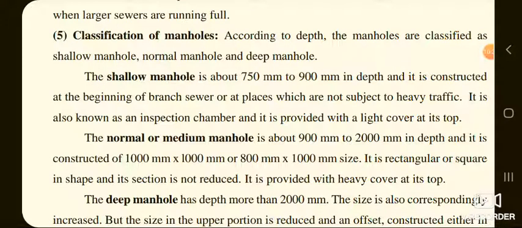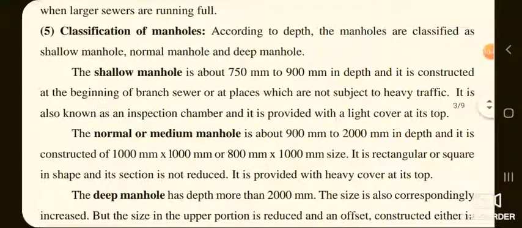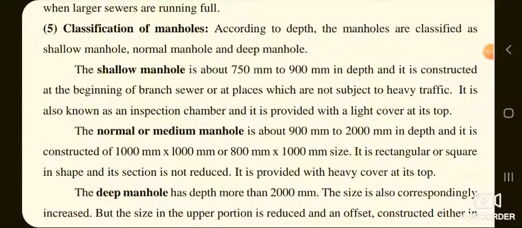Now, come to the classification of manholes. According to depth, the manholes are classified as shallow manhole, normal manhole, and deep manhole. The shallow manhole is about 750 mm to 900 mm in depth, and it is constructed at the beginning of branch sewer or at places which are not subject to heavy traffic. It is also known as an inspection chamber, and it is provided with a light cover at its top.